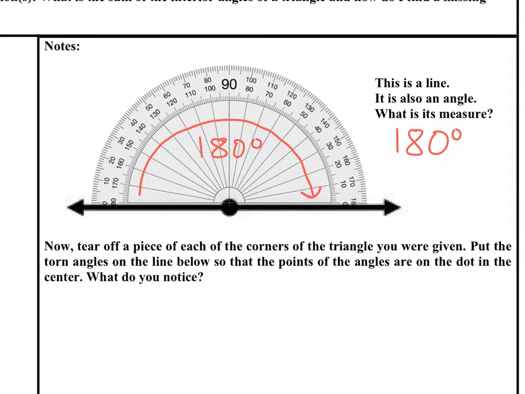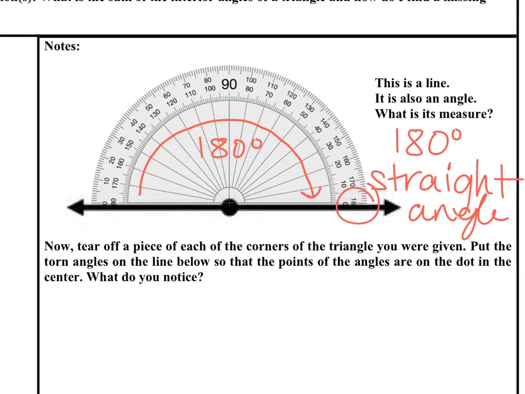Straight angle. Have you heard that before? If it's the first time hearing that, that's okay. This is called a straight angle because it's a straight line. And straight angles or lines have a measure of 180 degrees. Follow it around on the outside here. Right there. All right, now we're going to use your triangle.